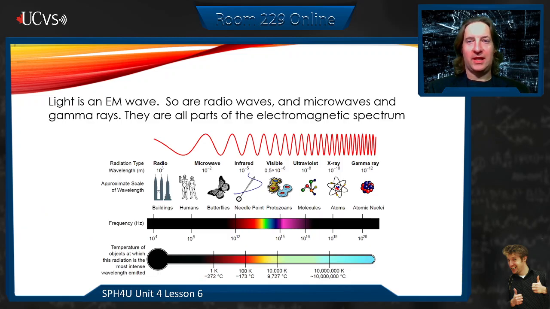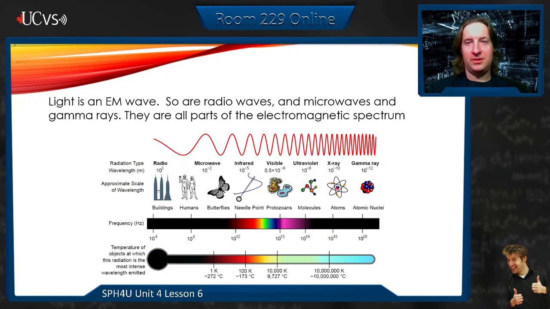So we know that light's an EM wave, right? We've talked about light as a wave, having wave-like behavior in terms of dispersion and diffraction and refraction, all that sort of stuff, right? So we have to expand this a little bit as well, because all electromagnetic radiation behaves like light.